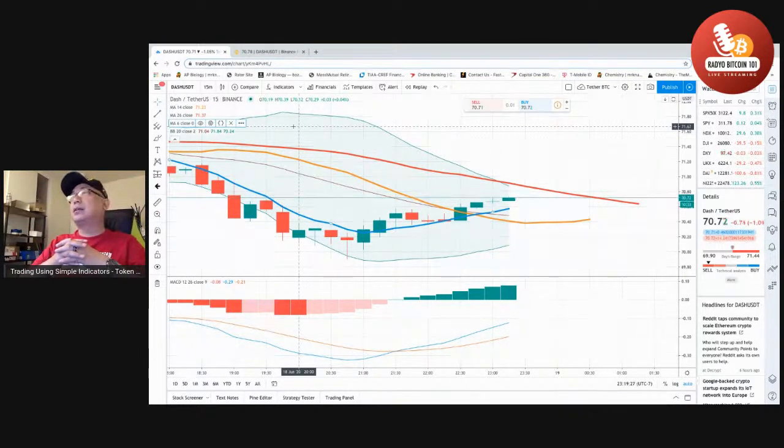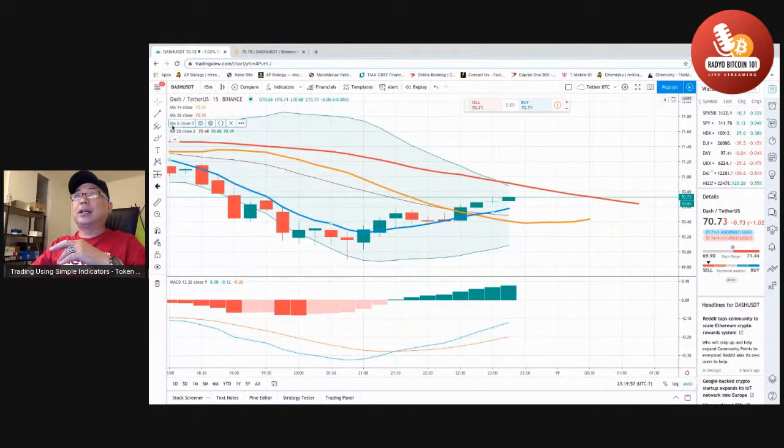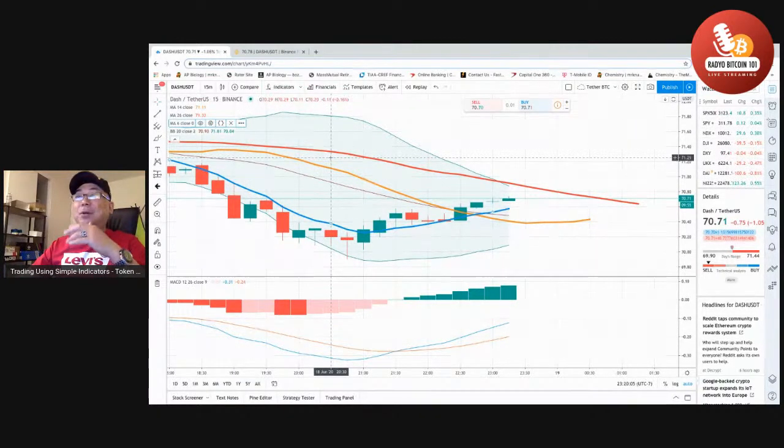All right, today, let us try to look for the token of the day. And the token for the day for me is the Dash. Okay, sometimes Dash is good, and sometimes Dash is not good to trade. But for now, I like to trade Dash. Okay, there are also other indicators that would tell you or make you speculate that this is a nice thing to trade or a nice token to trade.